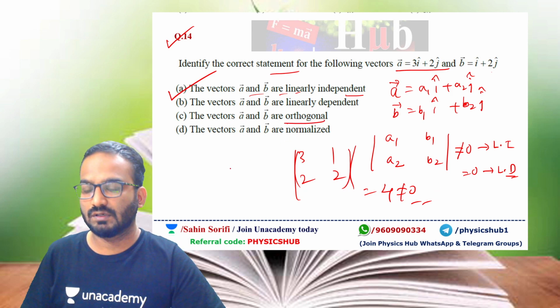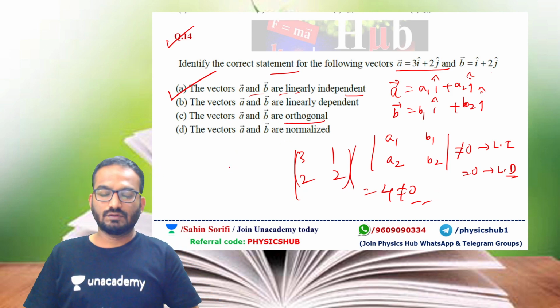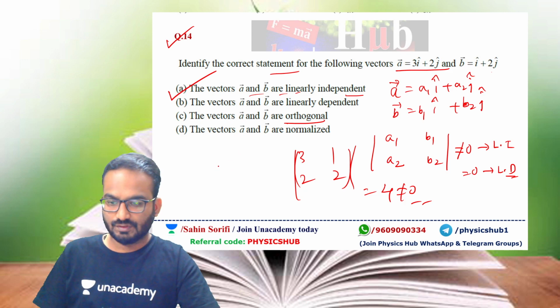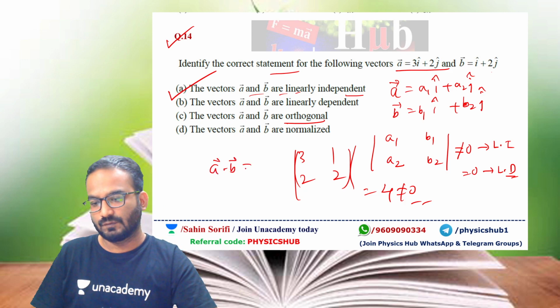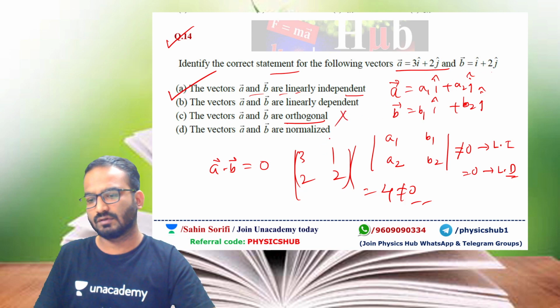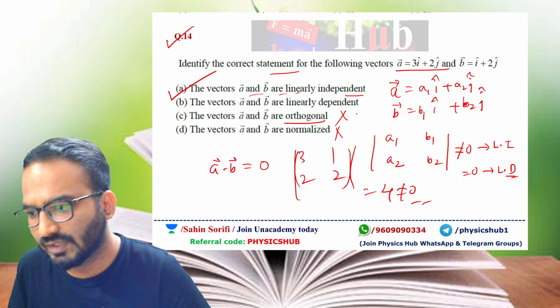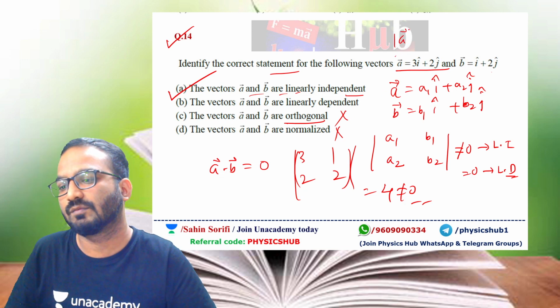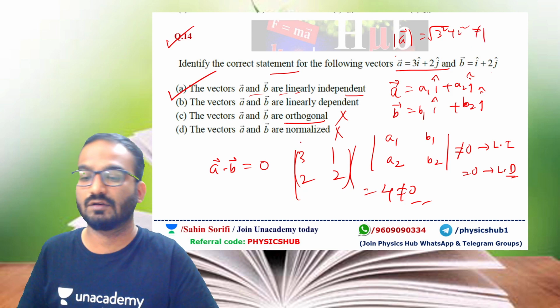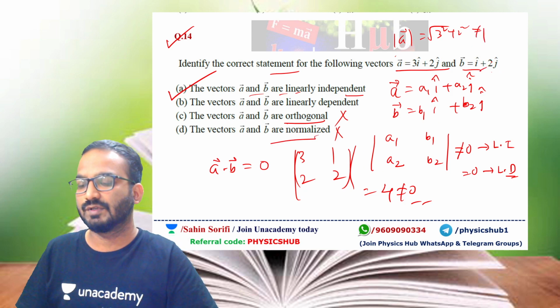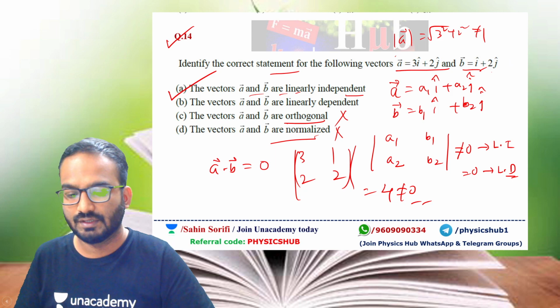Okay. Orthogonal. How to check orthogonality? Orthogonal means A dot B will be equal to 0. But here this will not be the case. So this is not the correct answer. Or they are not normalized also. Normalized means, if you consider the modulus, root over 3 square plus 2 square, which is not equal to 1. So they are not normalized. Similarly for B, this is not normalized.